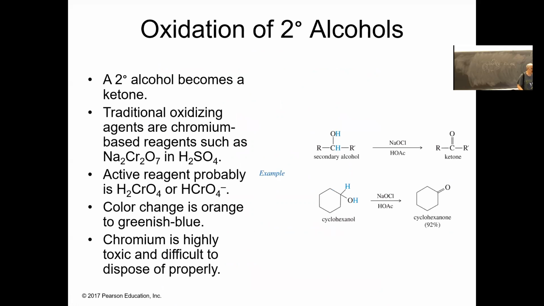So a secondary alcohol gets transformed into a ketone. Some of the ways of doing that.